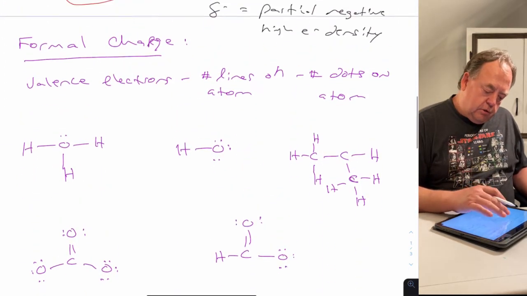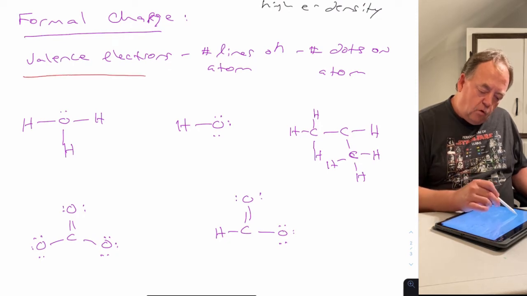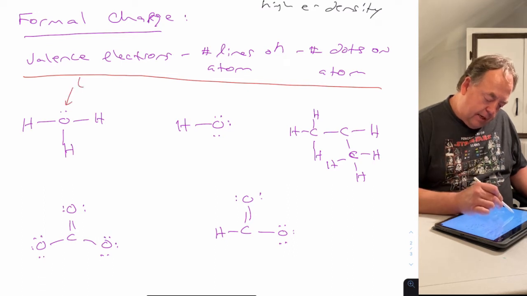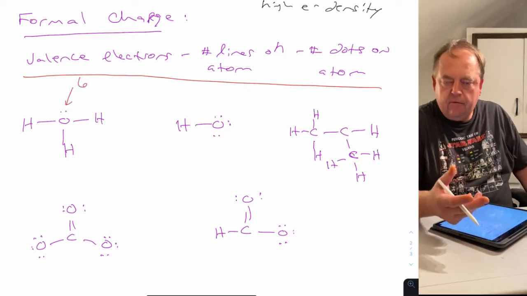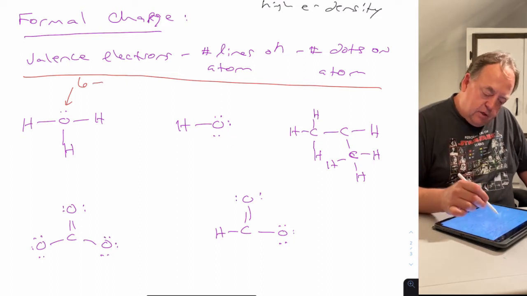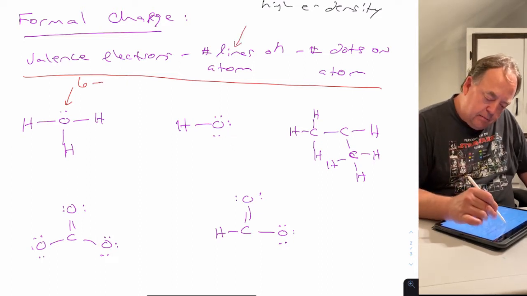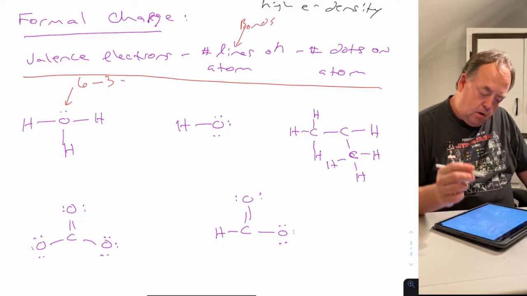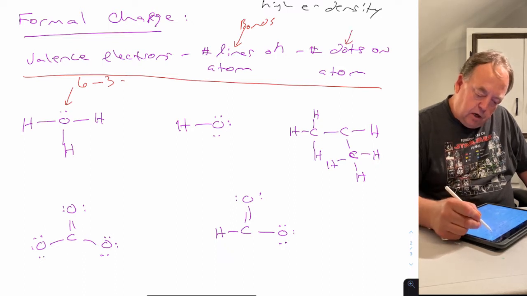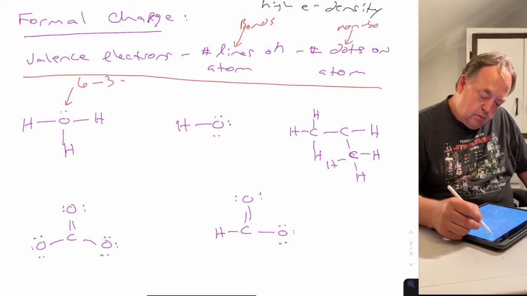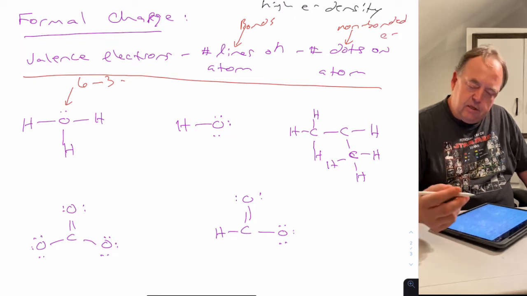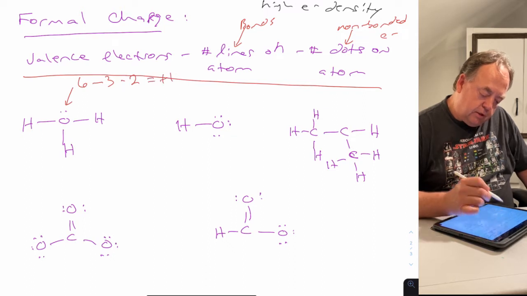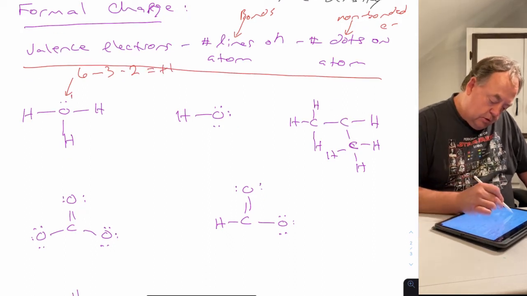Okay, so for formal charge, formal charge has a formula associated with it. It's valence electrons on an atom. So oxygen, for example, has 6 valence electrons, right? You get that from the periodic table. And if we subtract the number of lines, the lines is basically the number of bonds. So 1, 2, 3 bonds on oxygen, and then subtract the number of dots. So that's the non-bonded electrons. So it's got 2 dots, so 6 minus 3 minus 2 equals +1. So oxygen's got a +1 charge.